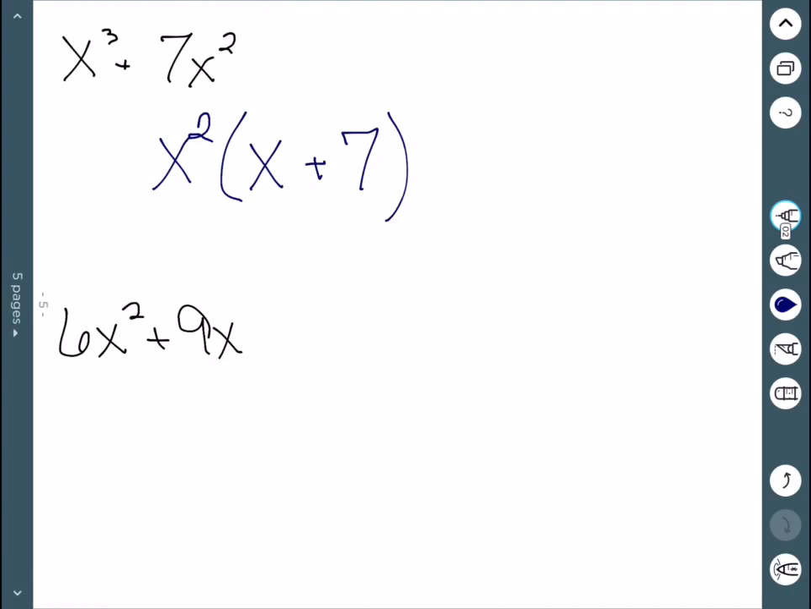And sometimes we can factor out both a number and a variable like this. For instance, in my next example, we can see that 3 divides into both 6 and 9. And in addition, they both have an x term. So I'm left with 3x times 2x plus 3.